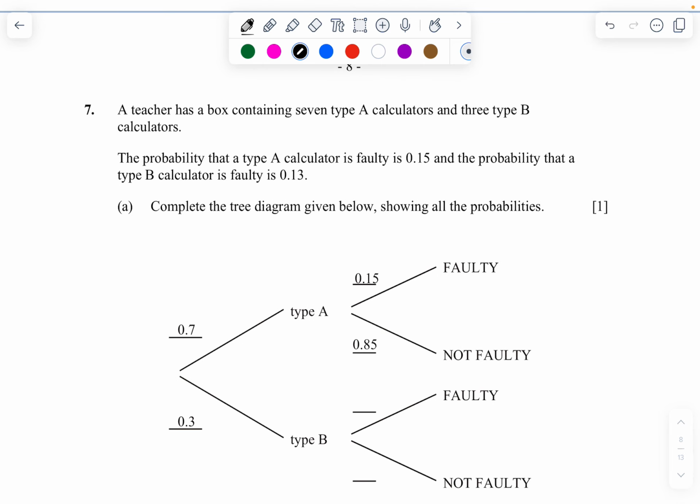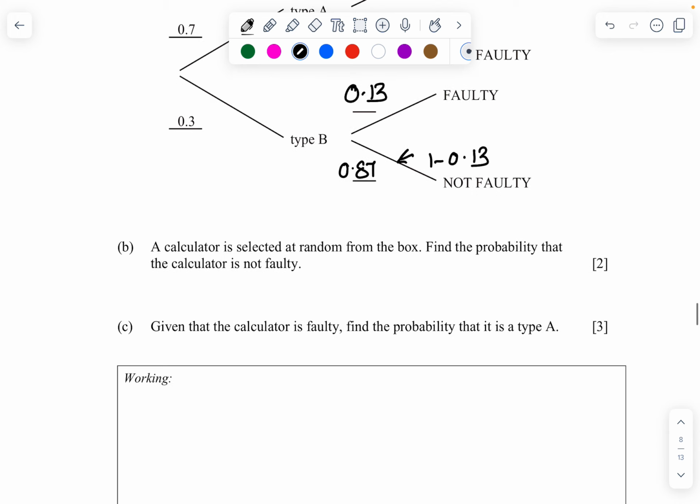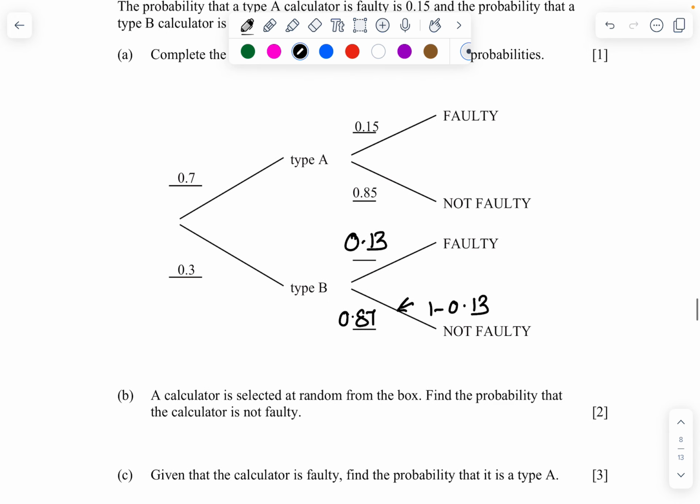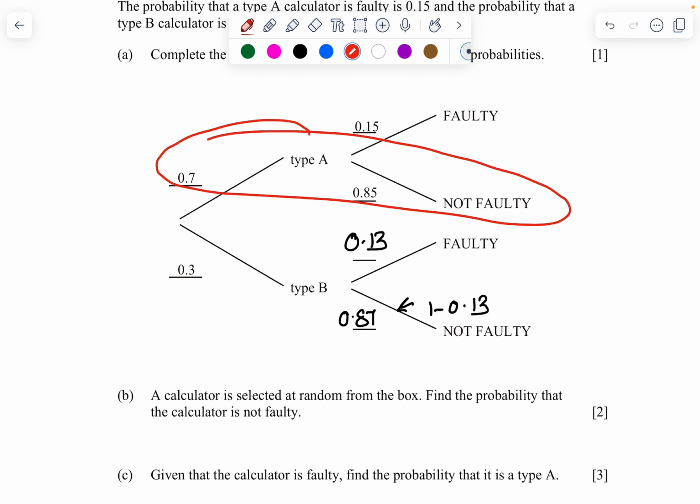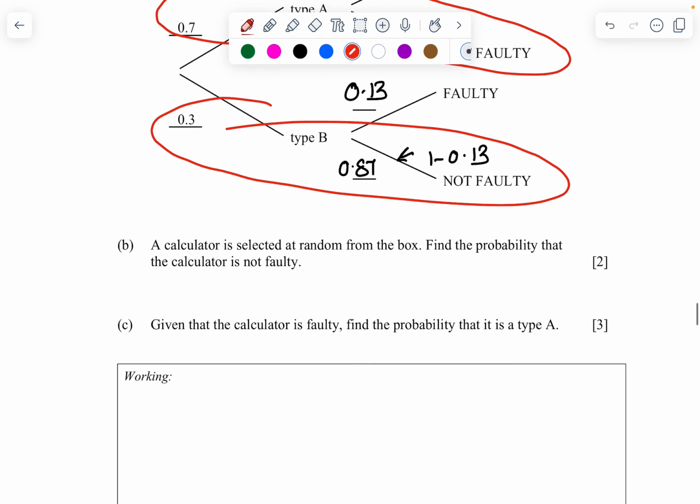A teacher has a box of 7 type A calculators and 3 type B calculators. The probability that a type A calculator is faulty is 0.15 and the probability that a type B calculator is faulty is 0.13. So not faulty will be 1 minus 0.13, which is 0.87. A calculator is selected at random. Find the probability that this calculator is not faulty. Not faulty means it can be type A not faulty or type B not faulty. So it can be 0.7 times 0.85 or 0.3 times 0.87, which is going to be 0.856.